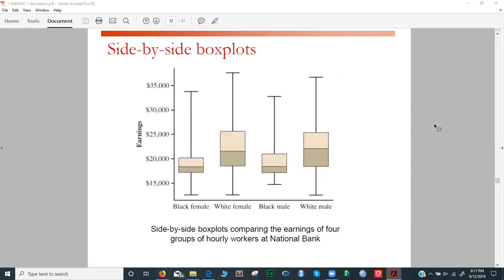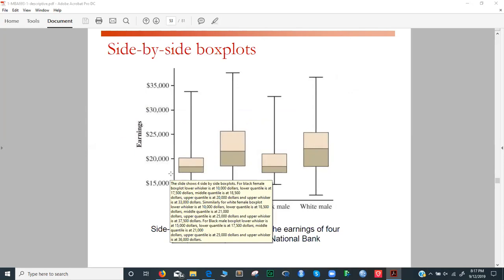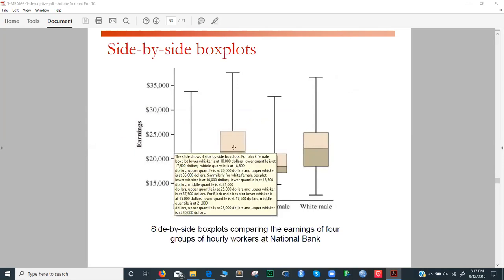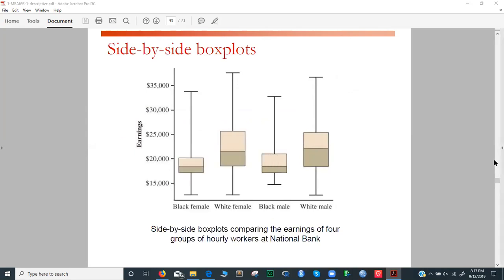Okay. The data we had a couple slides ago, you can see that the plots for the 4 categories of black female, white female, black male, white male are indicated here, and how much folks earn. You can see the bottom tier is somewhere around 18,000 and change, and the top tier is in the mid-20s. So there's a side-by-side box plot of this data set from National Bank.